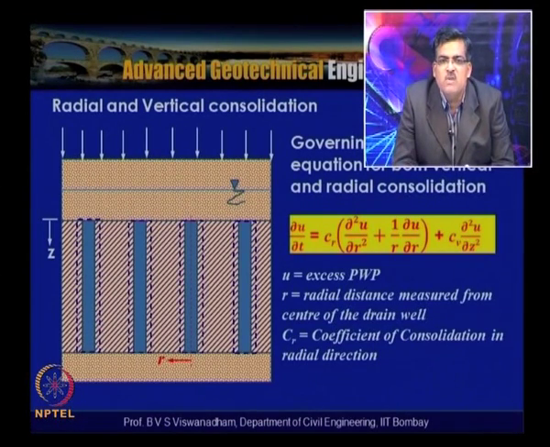Because Ch is more than Cv, the permeability is also more, and because of that it contributes to the rapid consolidation of the clay layer under consideration.